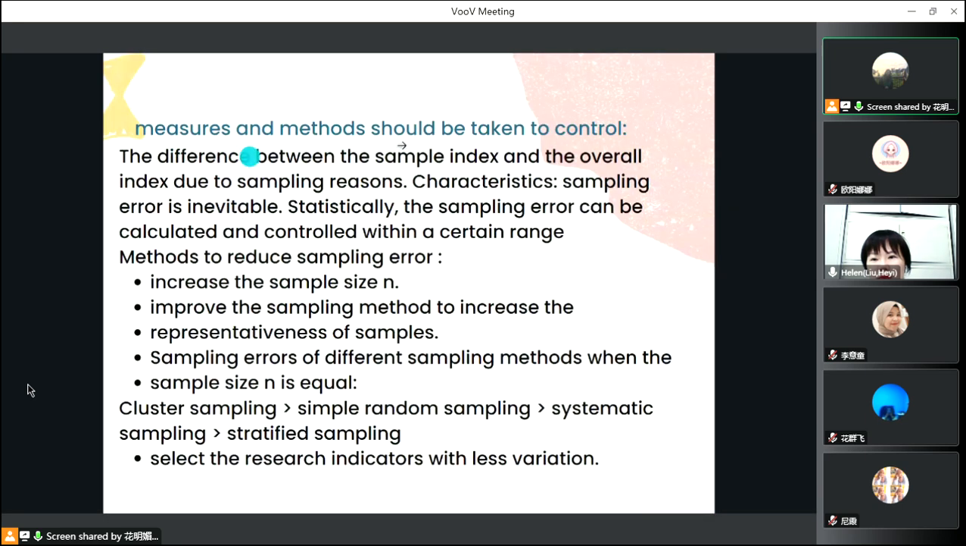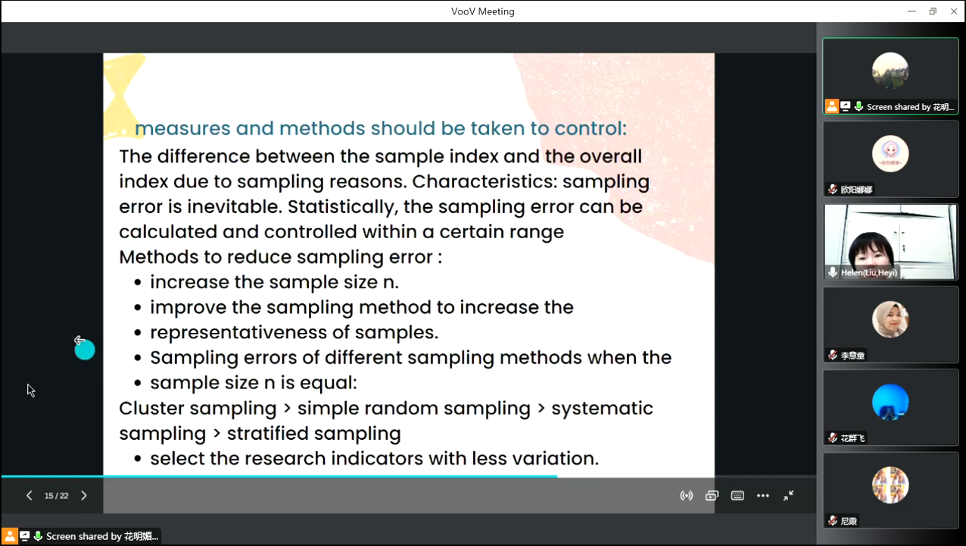And what measures and methods should be taken to control them? The difference between the sample index and the overall index due to sampling reasons is the characteristic sampling error, which is inevitable. Statistically, the sampling error can be calculated and controlled within a certain range. The methods to reduce sampling error are, first, increase the sample size n and improve the sampling method to increase the representativeness of samples, and sampling errors of different sampling methods when the sample size n is equal.